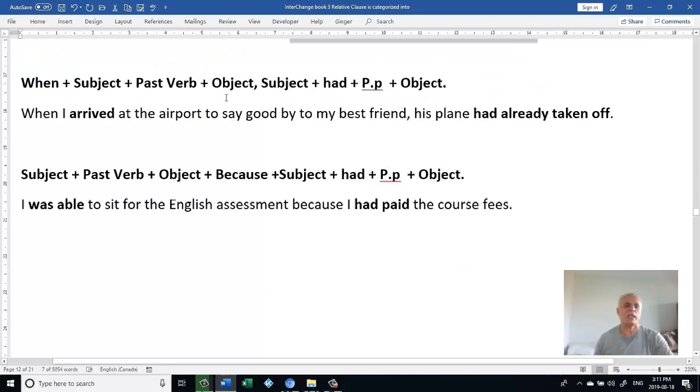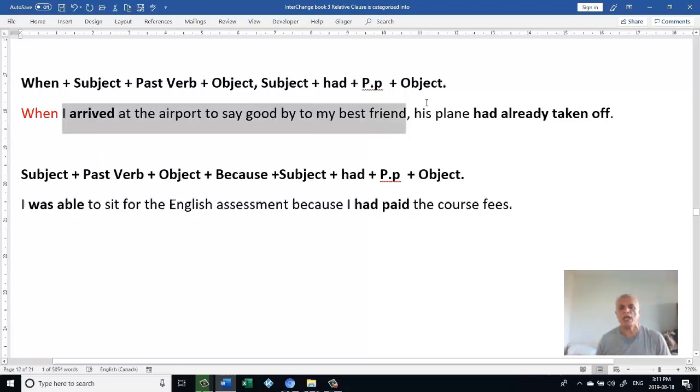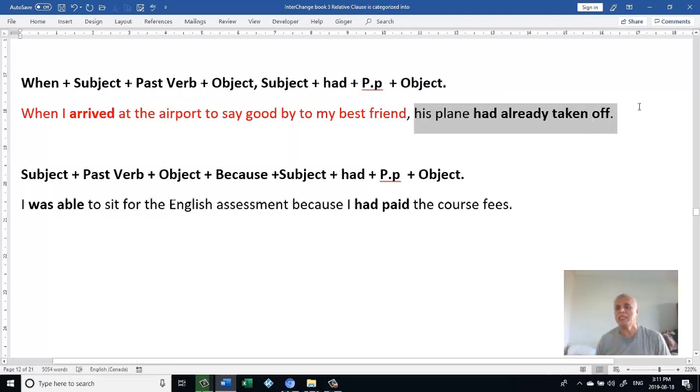Then we have when: subject, past verb, object, subject, had, past participle, object. Then we say, when I arrived at the airport to say goodbye to my best friend, his plane had already taken off. It means this action happened before this.